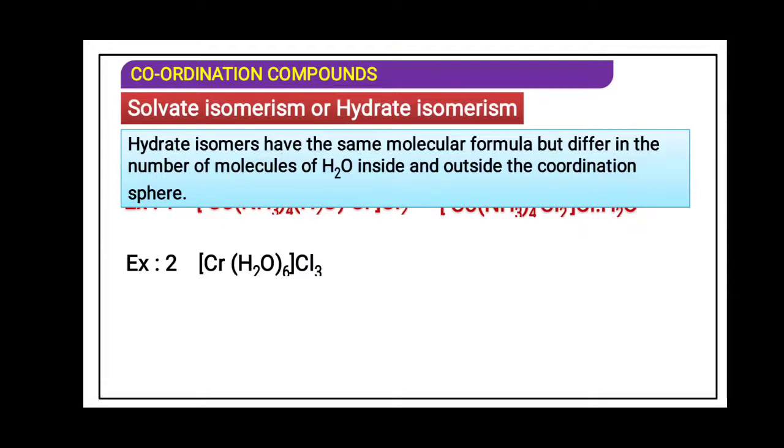Copper, this is hexachromium 3 chloride. In another example, see, chlorine is entering inside and water is given outside. That means water is getting exchanged with the chlorine. So it is hydrate isomerism. So two examples will be given to you and you have to identify whether water is exchanging, that means hydrate.